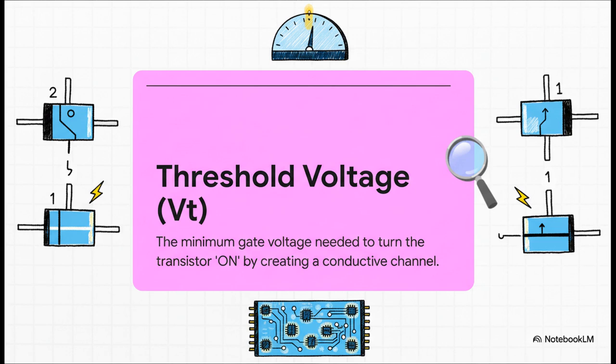That just enough voltage has a name, the threshold voltage, or VT. It is the magic number. It's the exact amount of electrical pressure you need to put on that gate handle to flip the switch from a 0 to a 1. And let me tell you, everything in chip design revolves around controlling this value with insane precision.